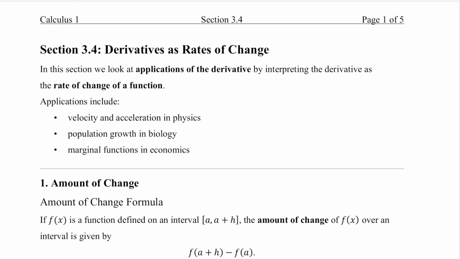In this section, we interpret the derivative as the rate of change of a function. This idea is very important because derivatives are used to describe how quantities change. For example, in physics, derivatives describe velocity and acceleration. In biology, they help model population growth. In economics, they are used in marginal functions, such as marginal cost and marginal revenue.